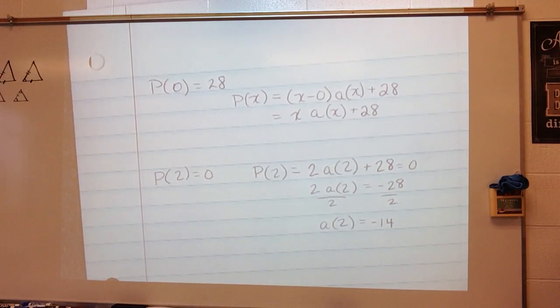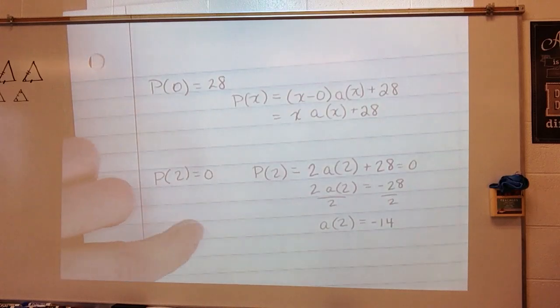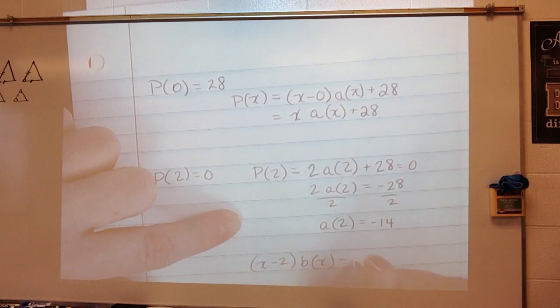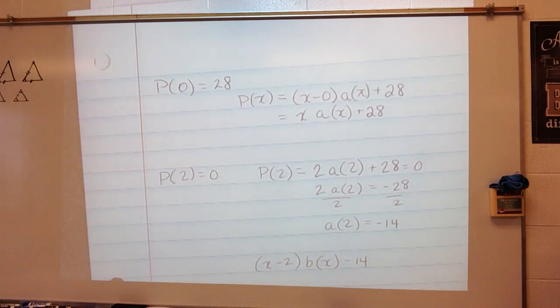Alright? So the remainder theorem tells us that for some polynomial b, I know that I've got x minus 2, b of x minus 14. So what do we know about the degree of polynomial b? How do we know? Since it's a linear polynomial, then b of x must be the constant polynomial. So I'm going to rewrite this.